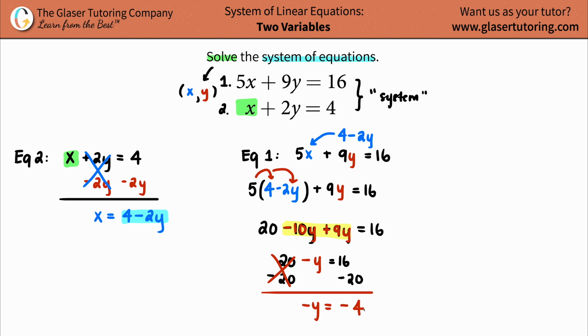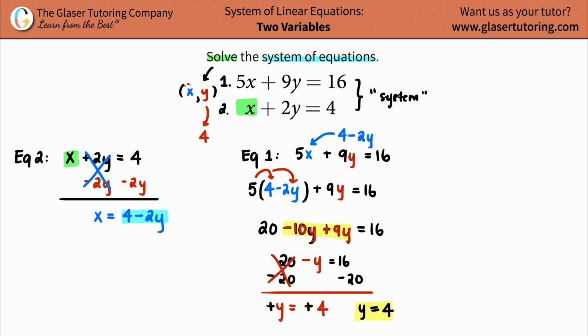So we're on the right track, right? But now I don't want negative y. I just want y. So if I have to make this positive, I've got to make the other side positive. So y equals 4. Okay. First part done. We found the y coordinate, right? So now we know that the y value has to be a 4.